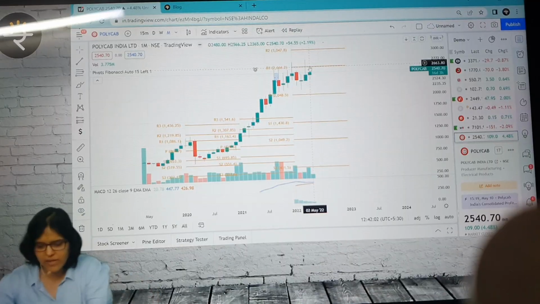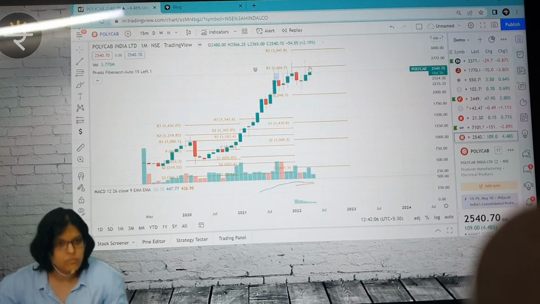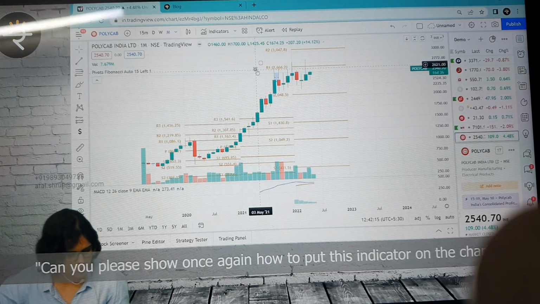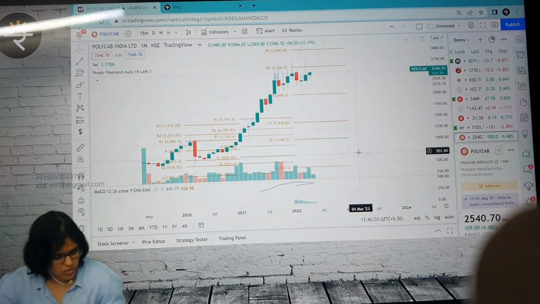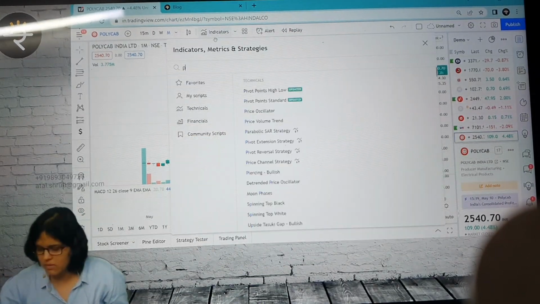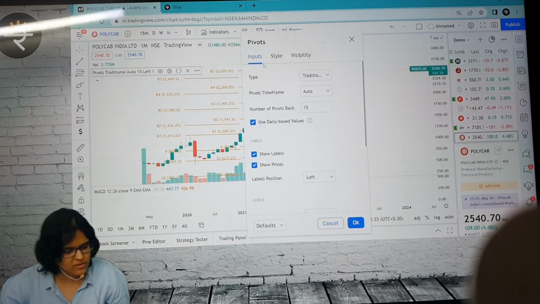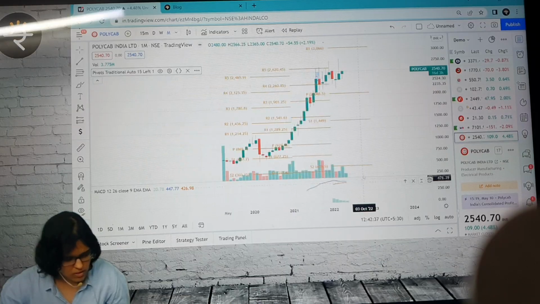Enough of this. Yes, tell me finally what you want for MACD. Indicators, yes. If you want, I can quickly show you the indicators. Pivot point, standard, and then you will get a picture. Right now I will take Fibonacci only, otherwise it's traditional only.